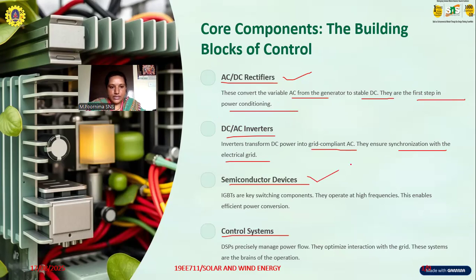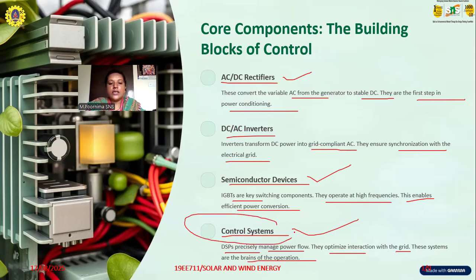The next one is semiconductors. Semiconductors, the IGBTs, are key switching components. They operate at high frequency, which enables efficient power conversion. Next one is the control system. This is the main thing. The DSP precisely manages power flows. They optimize interactions with the grid, and these systems are the brain of the operation. So control is the brain of the operation. These are the four main building blocks of control.